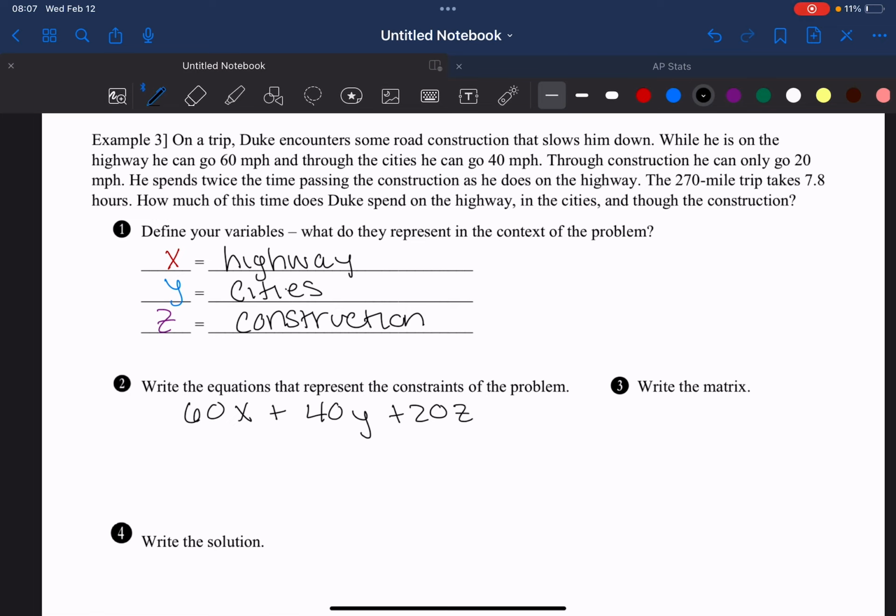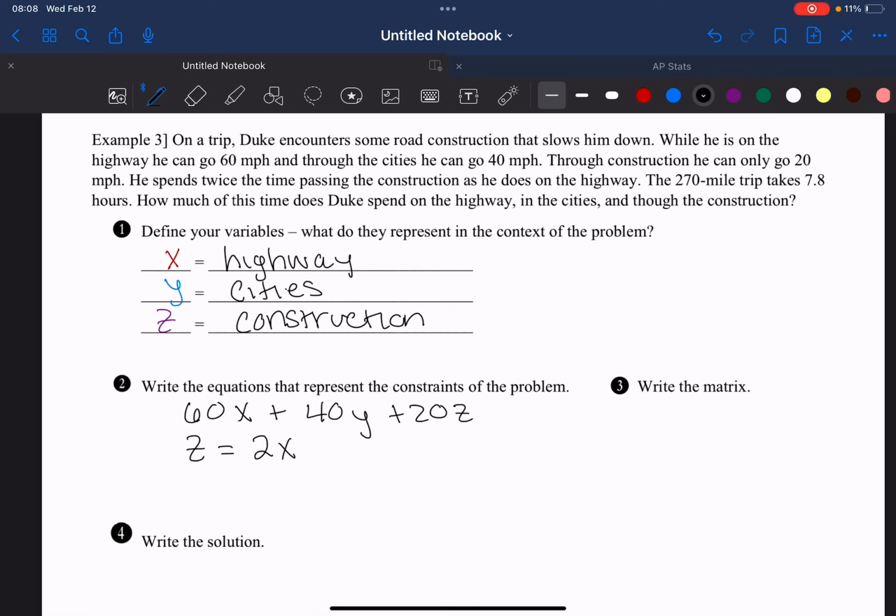It says he spends twice the time passing the construction as he does on the highway, which means construction takes him 2 times the highway. Construction, which we said is z, takes him twice as much time as the highway. So z is equal to 2x.